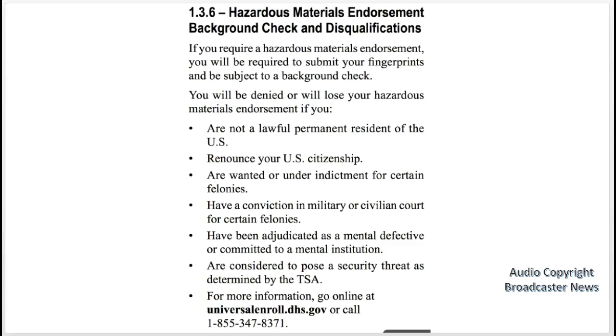Now, for more information, go online to universalenroll.dhs.gov or call 1-855-347-8371.